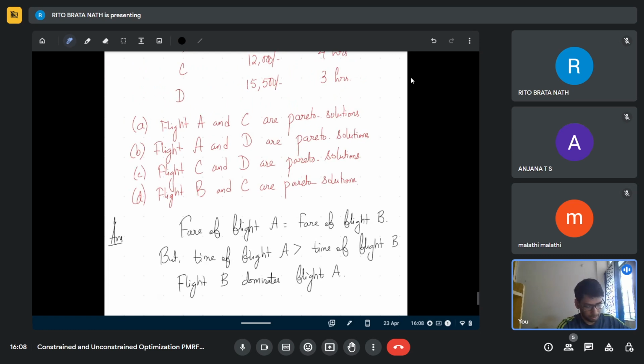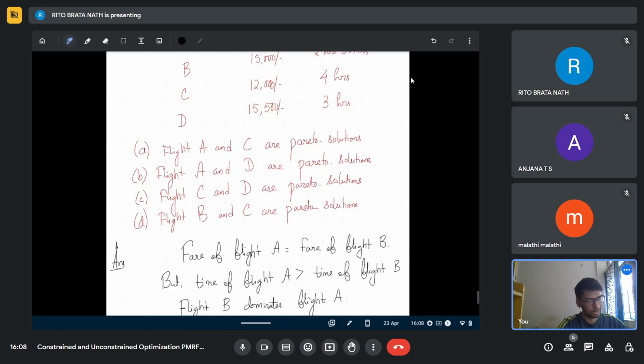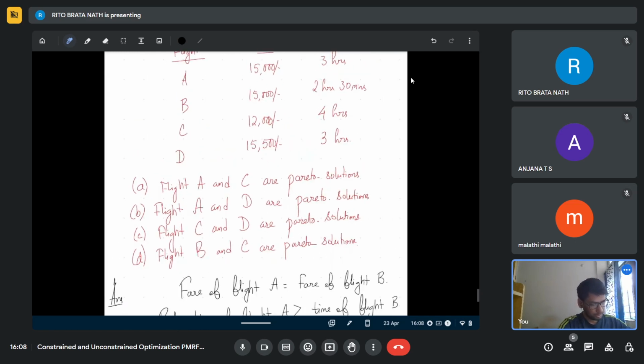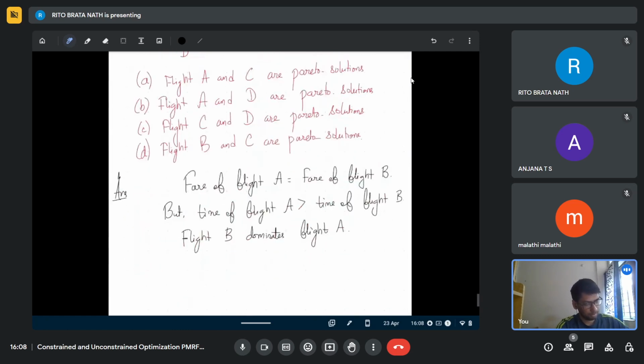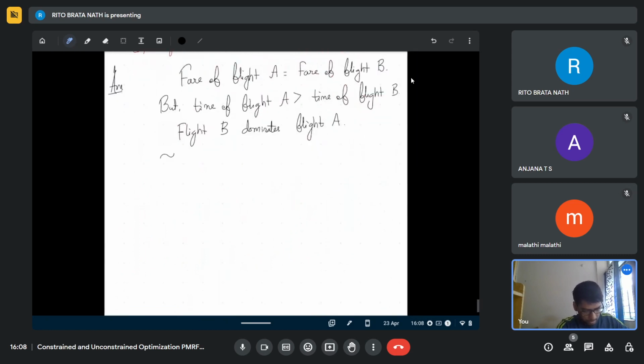So option A and option B, you need not consider that. And clearly you can see that only option D contains this B. So D should be the correct one, but let's check for flight C as well. So now you know that A is eliminated. Now you can also compare D and A, right? Because they have the same time. So you can write it as time of flight D equals time of flight A.